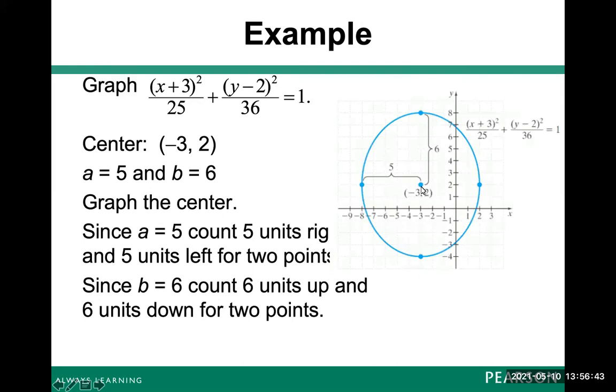like you see here. So here's (-3, 2). We move 5 units to the left and to the right. That gives us 2 points. And then starting from the center again, move 6 units up and 6 units down to get the other 2 points.